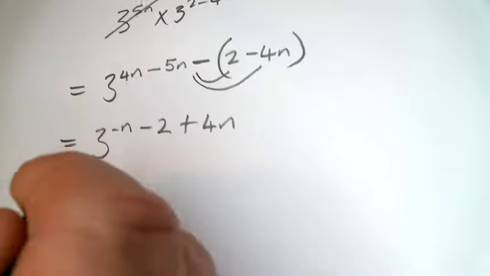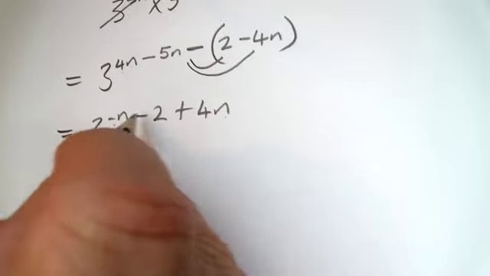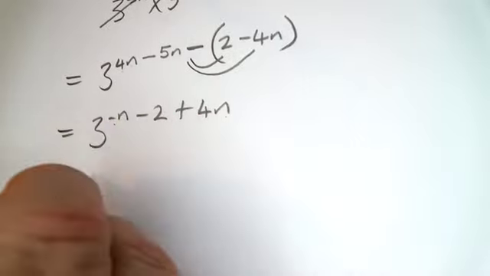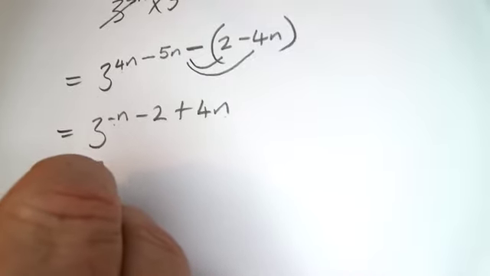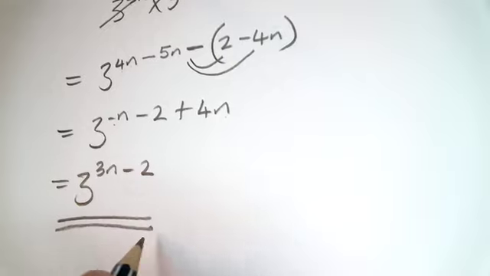So what do I end up with there? I've got a negative n and a plus 4n, which is 4n minus n, which is going to be 3n. So it's going to be 3 to the power of 3n, and I've got my minus 2 there as well. And there's my solution.